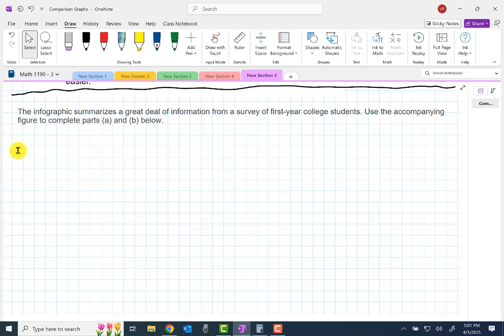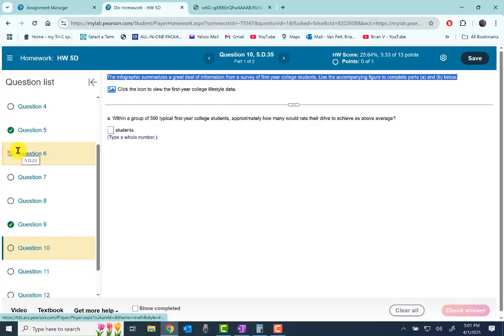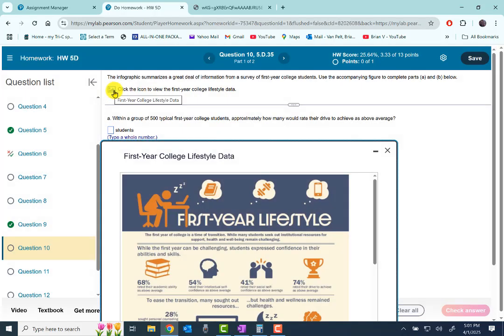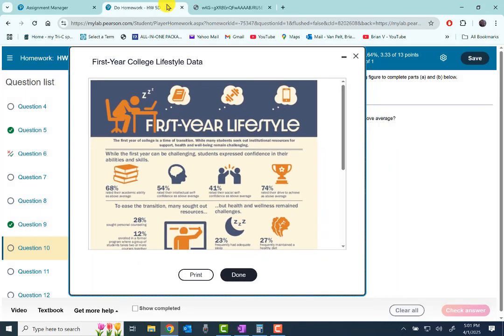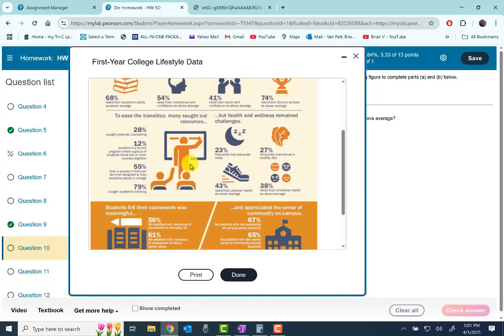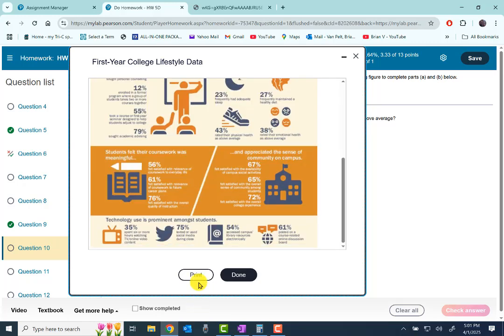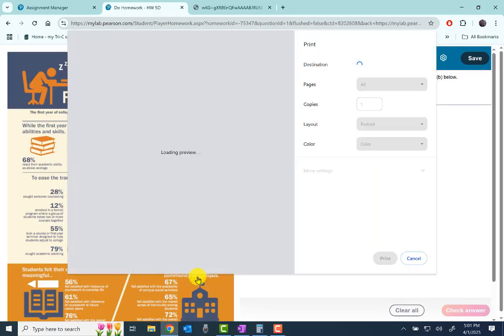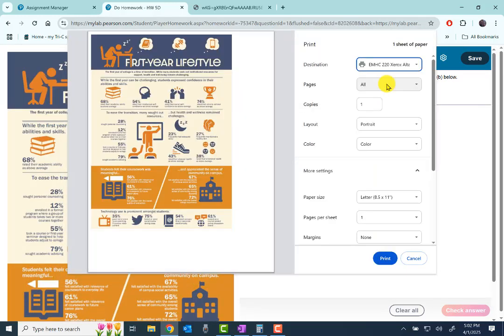I want to show you something with this next one here. It says the infographic summarizes a great deal of information. Let me come over here, Alt-Tab, to the question itself within the book. If I click on the infographic here, let me move this up. See what happens here is it's hidden, so you'll have to scroll through. If I print it, let me see what happens when I try to print it. So I could use this picture for the whole thing, I'll bring that over.